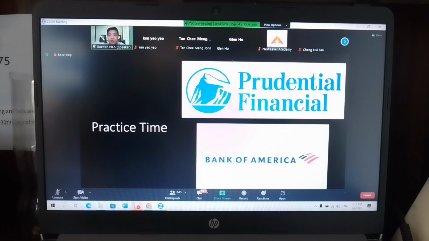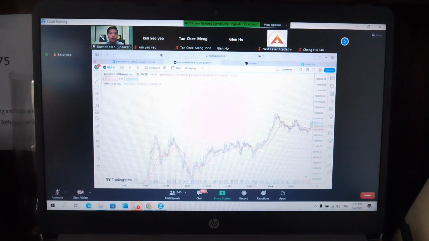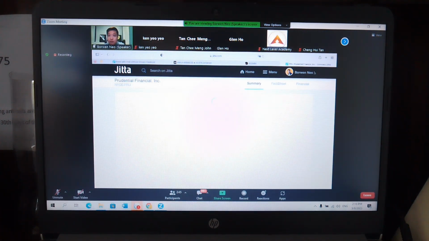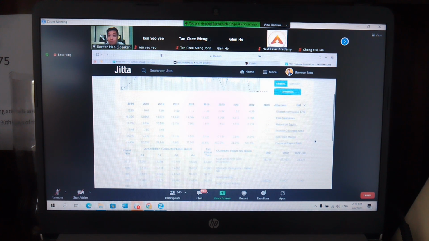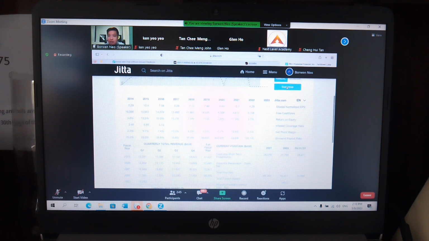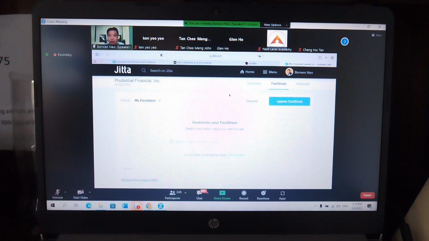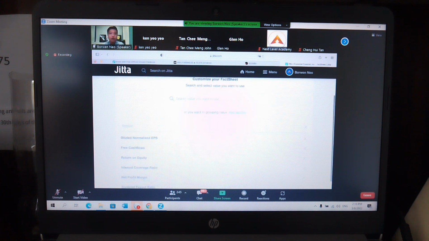First we go to our Cheetah. Then we go for Prudential Financial. You can see it's the first one. Then we go to our fact sheet. Very importantly, just now we have put in the eFriend, but we want to add in one more thing, customize. We want to add in book value per share. Once you have selected, remember to update spreadsheet.